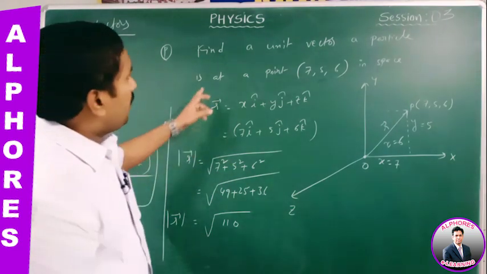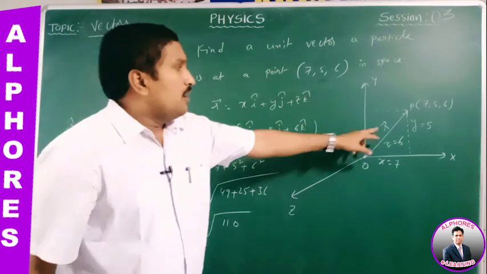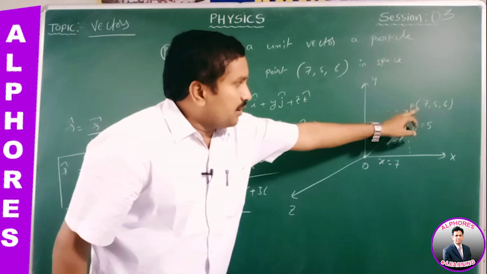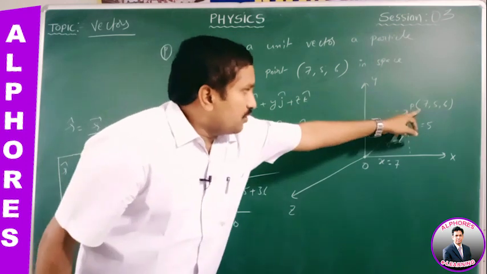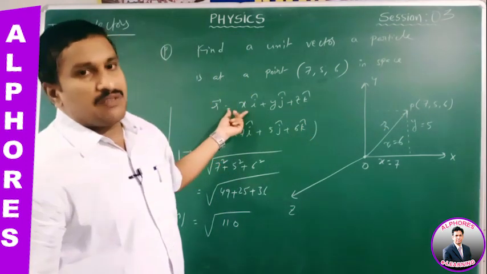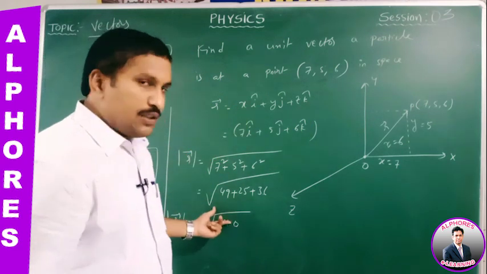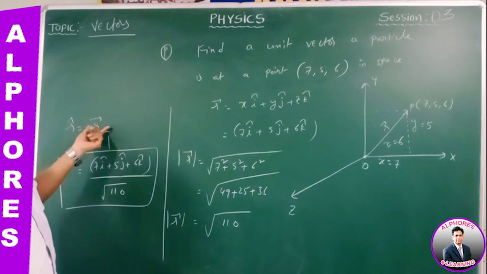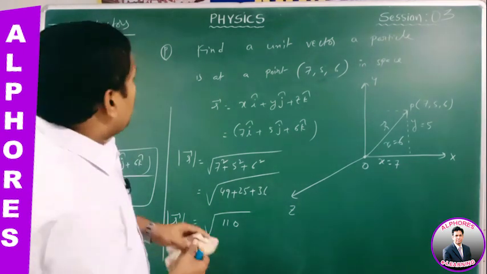Any time they ask in this way, first we have to find the position of the particle as per the question. As per the position coordinates, we should write the expression for the position vector of the particle, after that the magnitude, and after that, as per the definition of the unit vector, r cap is equal to r bar by magnitude of r bar.